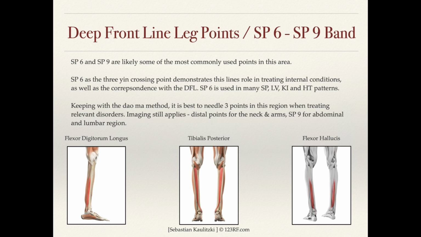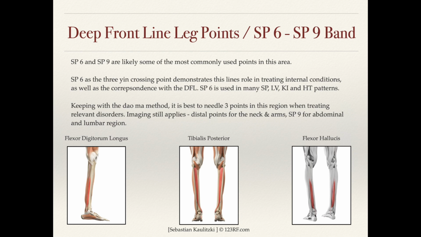We use these points for a lot of different patterns, and spleen 6 as the 3 yin crossing point demonstrates this line's role in treating internal conditions, as well as the correspondence with the deep front line. Where these 3 leg yin meridians meet at spleen 6, we've got the liver meridian meeting with the spleen and the kidney meridians. This corresponds with the way that we think of the deep front line and the way that it's related to the deep internal structures.